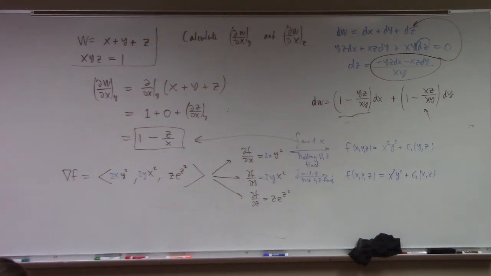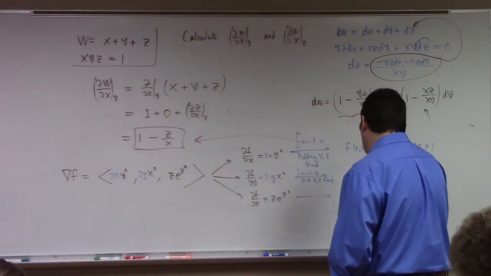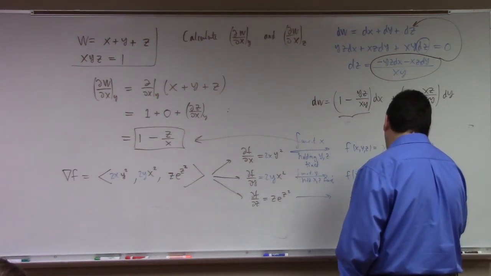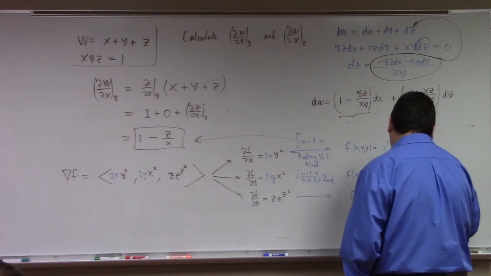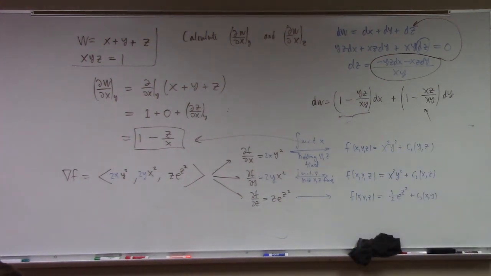And then integrate with respect to z, right? It suggests f of x, y, z equals what? 1/2 e to the z squared plus c3, which is some function of x and y, yeah? So you tilt your head, squint, what should little f be here then?